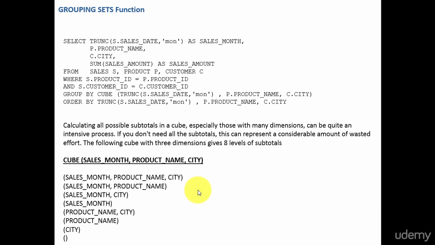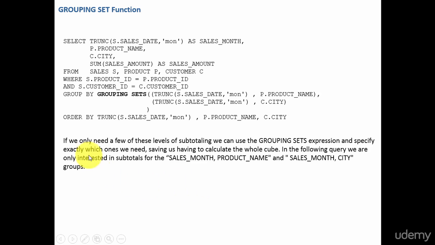The solution is grouping sets. Okay, all I have to say is group by grouping sets, and the combination you want. I want sales month and product name. For that combination I want the subtotals, and another combination is sales month and city. So I am mentioning grouping set, the set 1 and set 2. If you want one more set, comma, and then provide in the bracket the column names. So this will help us in not unnecessarily processing all the subtotals if you don't need it. Okay, so now let's go and take a look at it.